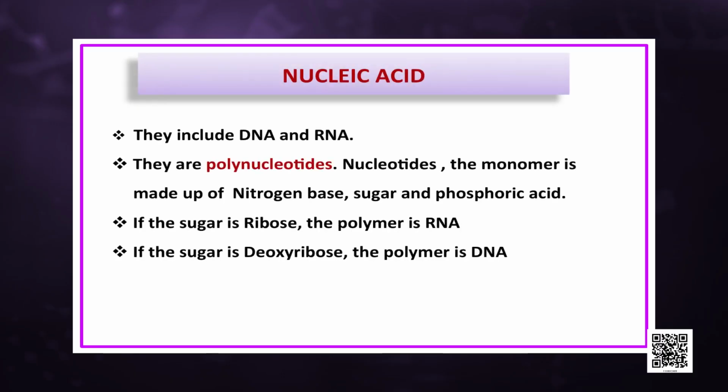The 4th biomacromolecule is nucleic acid, which can be either DNA or RNA. They are polynucleotides made by joining of monomers called nucleotides. Nucleotides are basic units of nucleic acid. A nucleotide is made up of a nitrogenous base, sugar and phosphoric acid. The nitrogenous base present in nucleic acid could be either purine or pyrimidine.